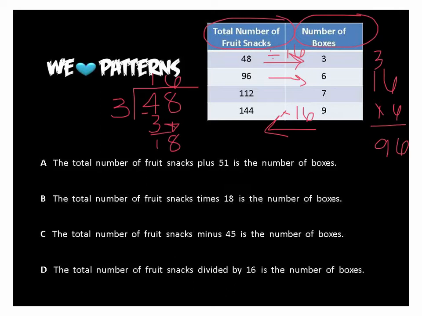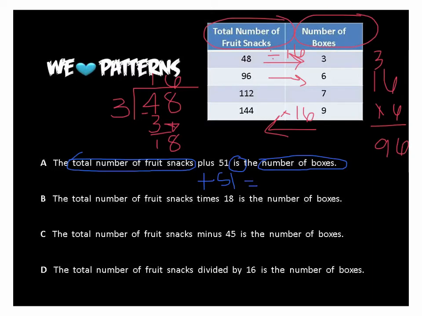Now I can go ahead and go down to the bottom and start testing out some of these answer choices. I'm looking for the correct pattern. A says the total number of fruit snacks, and that looks awfully familiar to me because that is one of the titles in the table. Plus 51. Okay, so the total number of fruit snacks plus 51 is, now is another word that means equals, the number of boxes. And you know what? This looks awfully familiar to us as well because this is our other category title.